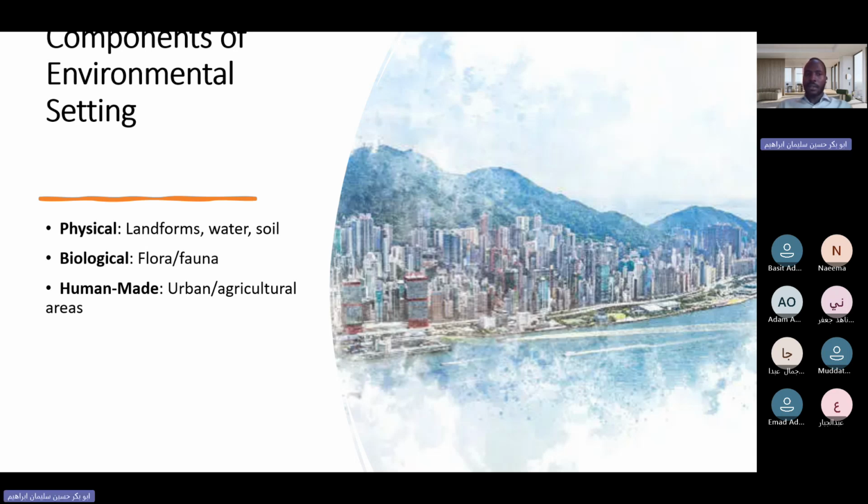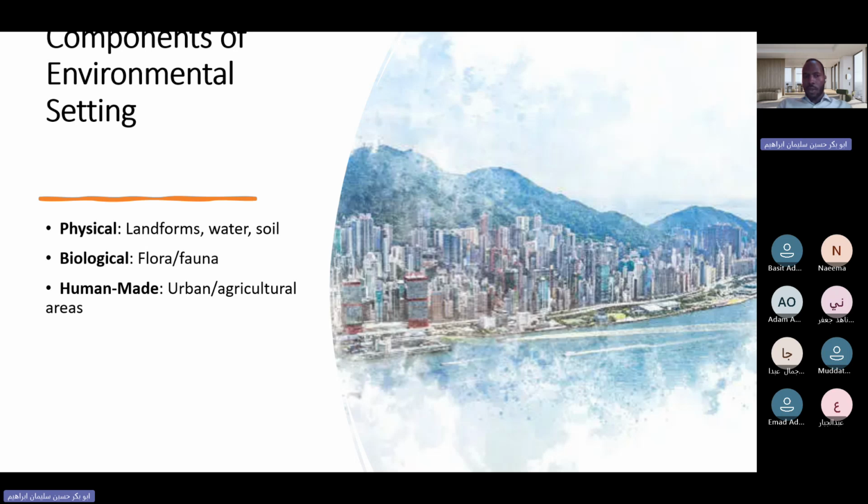In addition, the environmental setting components include the man-made. What is man-made? That is done or made by humans. Man-made, like urbanization. You can see structures, and also you can see buildings. All of this is called man-made.